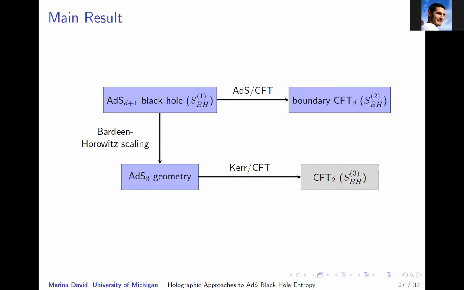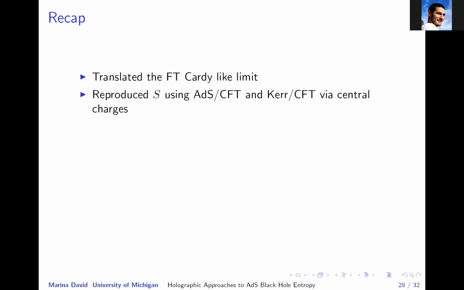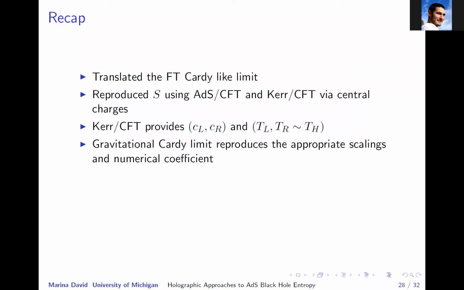So now let me recap first. We've translated this Cardy-like limit from field theory to the gravitational Cardy-like limit. And we were able to reproduce the entropy both via field theory and Kerr/CFT, computing the central charges and computing the left temperatures. Kerr/CFT is one component of this computation and one part of this diagram I had shown. And we find that this Cardy-like limit and its corresponding gravitational Cardy-like limit is just some scaling on the parameter space, and it produces the scaling and numerical coefficients we expect.